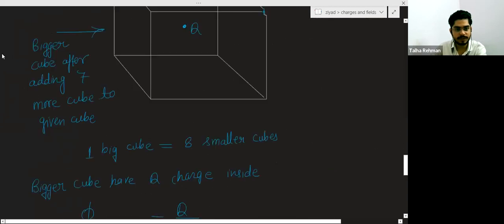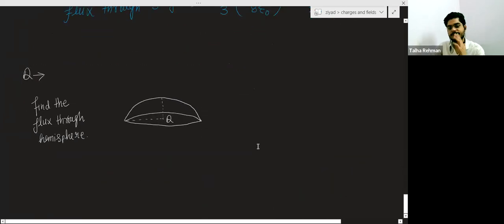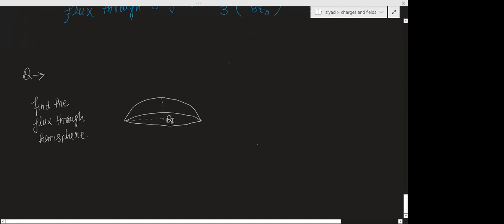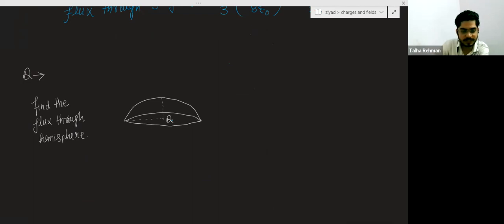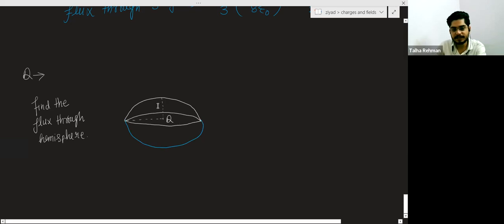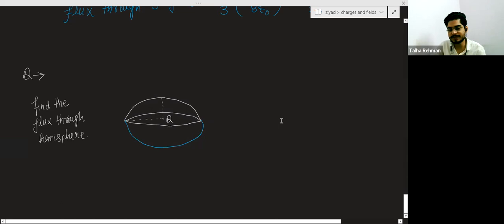See this question. They are saying find the flux through this hemisphere, and this hemisphere contains the charge Q here. Suppose this is the hemisphere and somewhere here the charge is placed. So what you will do is complete this hemisphere and make it a sphere. Now it is looking like this. This is the sphere containing the charge q at the center.